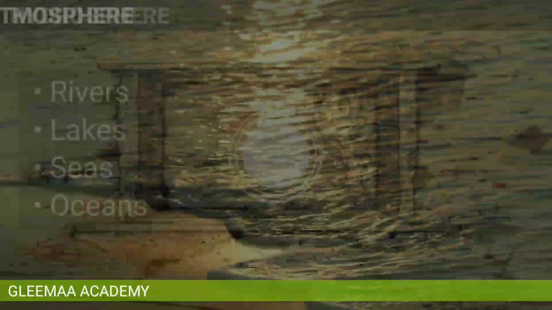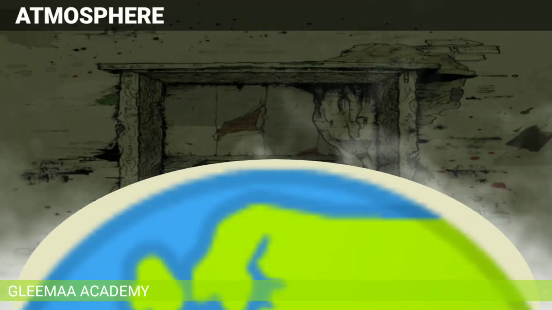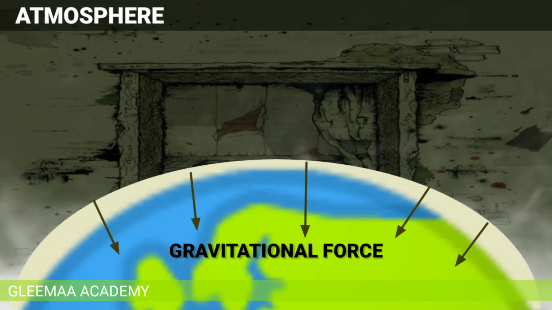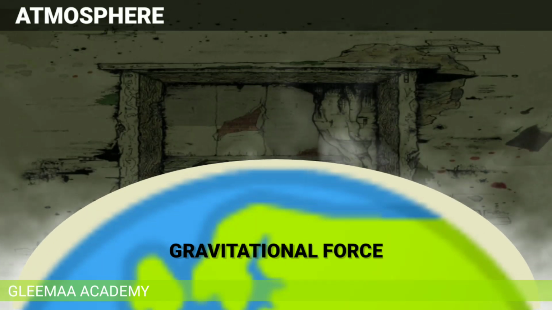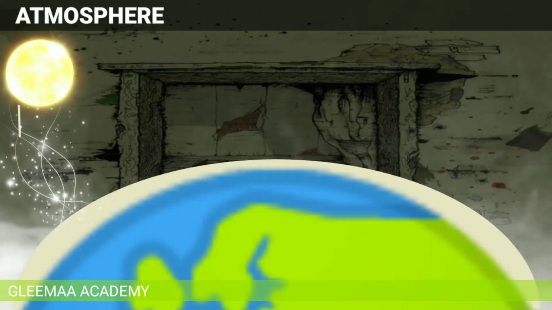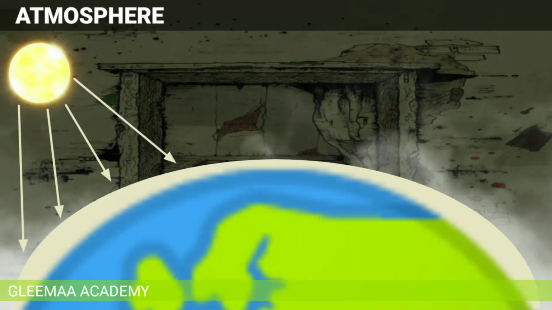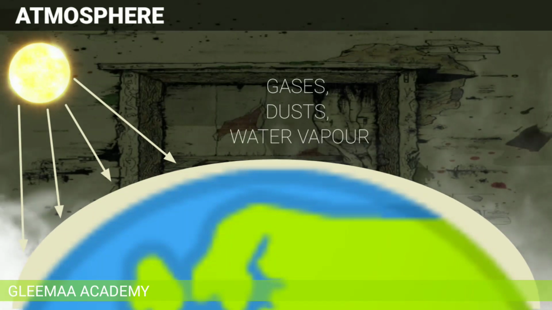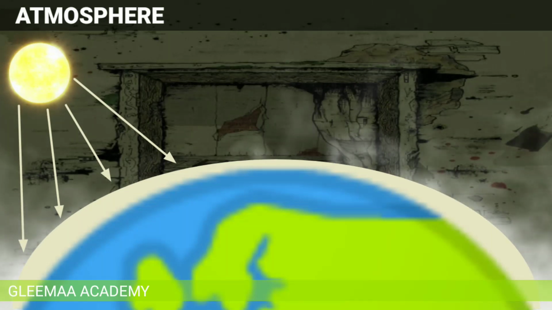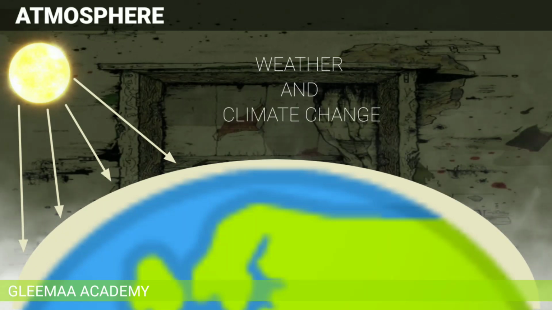Now coming to atmosphere. Atmosphere is the thin layer of air that surrounds the earth. The gravitational force of the earth holds the atmosphere around it. Atmosphere protects us from the harmful rays and scorching heat of the sun. It consists of a number of gases, dust, and water vapor. The changes in the atmosphere produce the changes in the weather and climate.